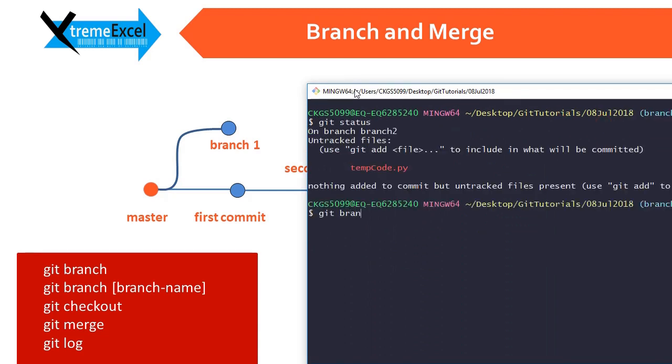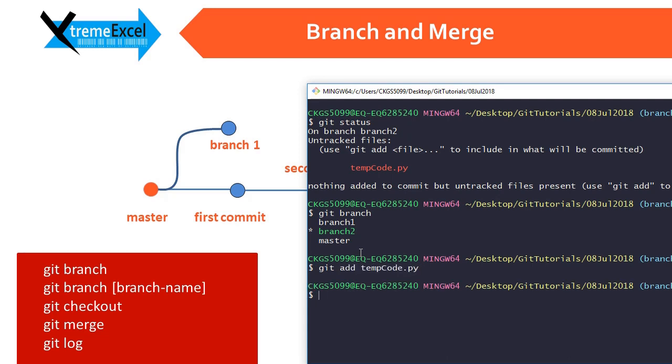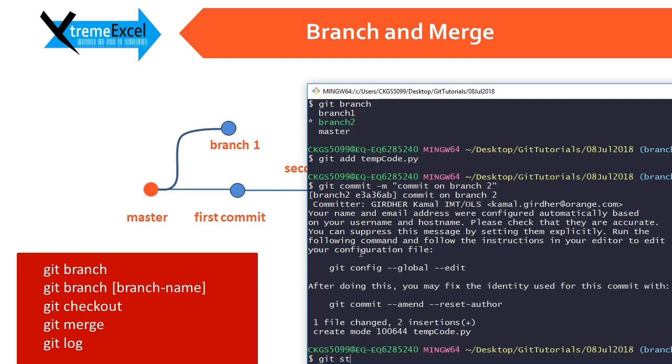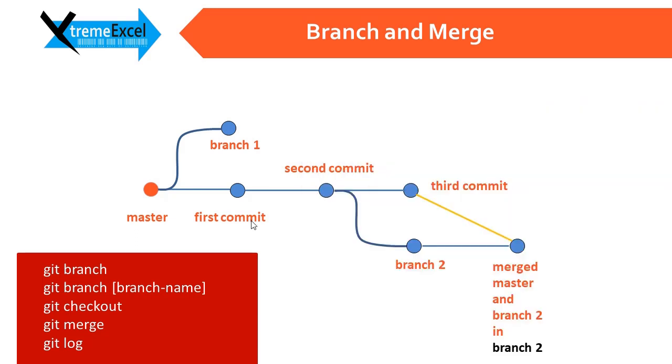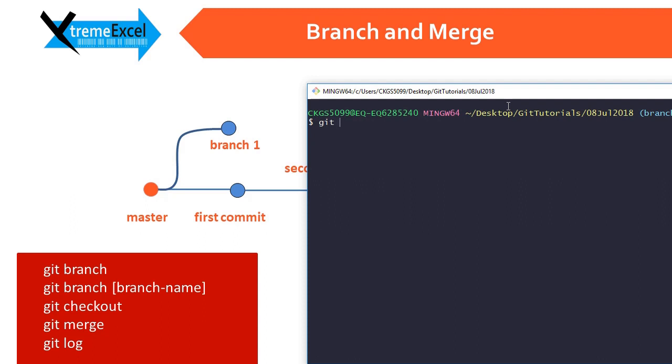So we have switched onto branch 2 and we have added a file. It is time to commit this using git add and then git commit with a comment that we have added a file on branch 2. Alright, so now if we do git status, we have reached till here, right? And on the master, we are here. Now the next thing is very interesting to watch.